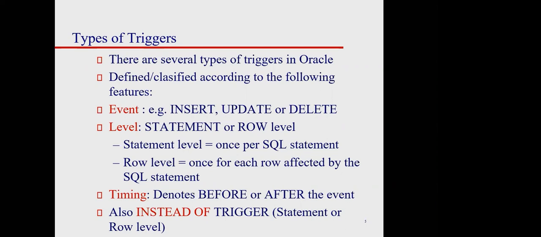Then levels. What are the different levels we have? Row level and statement level, which is once per SQL statement. Row level means once for each row affected by the SQL statement, so it has effects at the row level. Timings denote before and after the event.